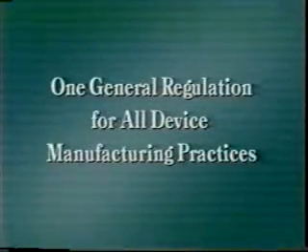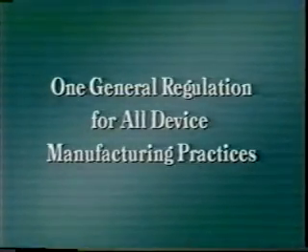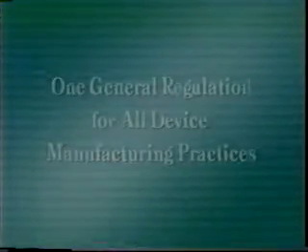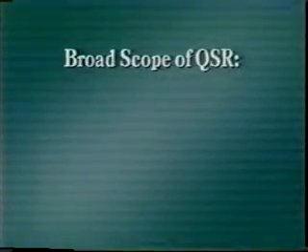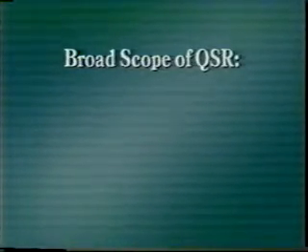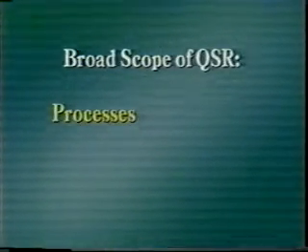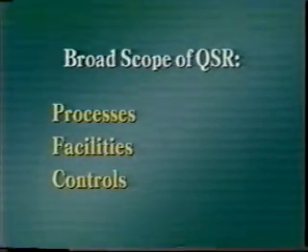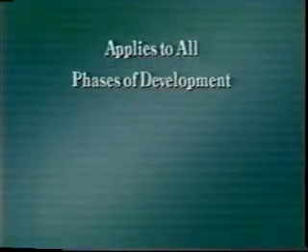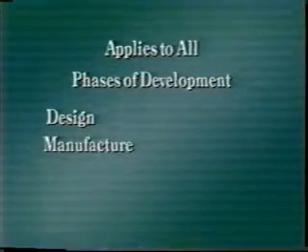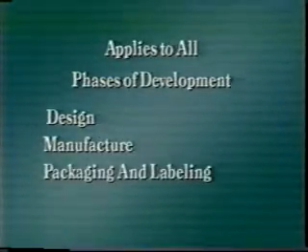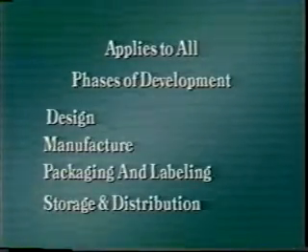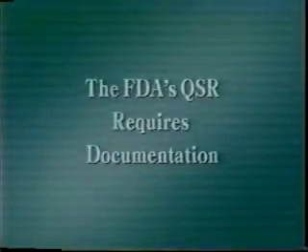There is only one general QSR establishing good manufacturing practices. This regulation applies to all devices that the FDA regulates. The scope of the quality system regulation is very broad, as we have noted. It covers basically three kinds of things: processes, facilities, and controls. The regulation applies to every phase of the device development. The QSR applies to the design of the product, the manufacture of the product itself, all the packaging and labeling for the product, the storage of the product, and its distribution. For all those activities, the regulations require documentation.